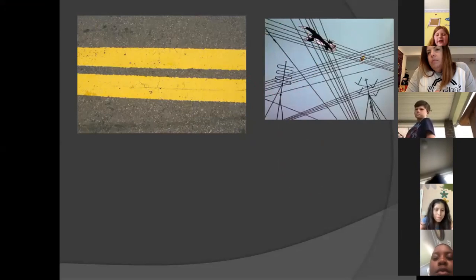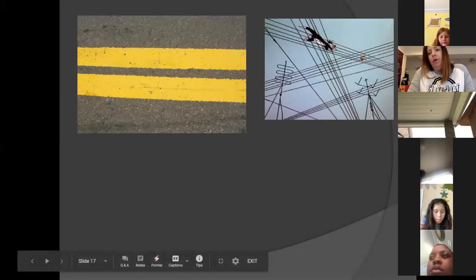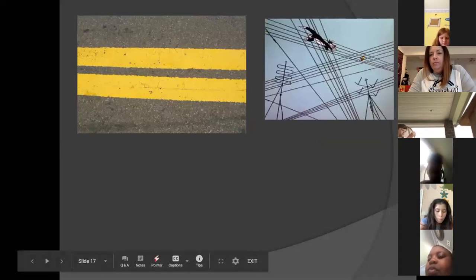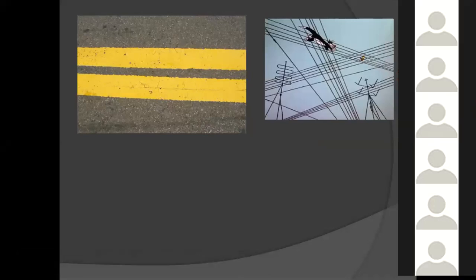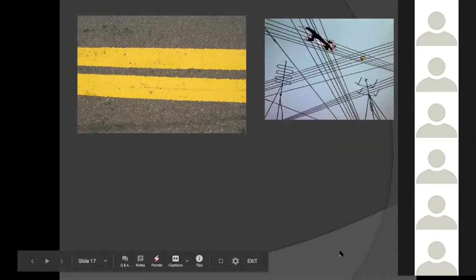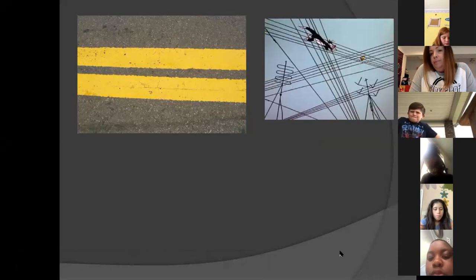Power lines that are crossing each other. Okay, so power lines that are crossing each other. Good. And what geometry word would we use to describe those lines? And there's actually a couple of words that we can use. If you just joined us, I muted everyone when you joined, but you can unmute and join our conversation. So there's a couple of ways that you can describe those lines.